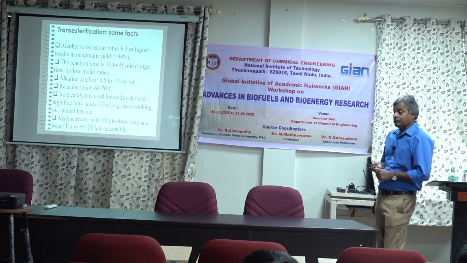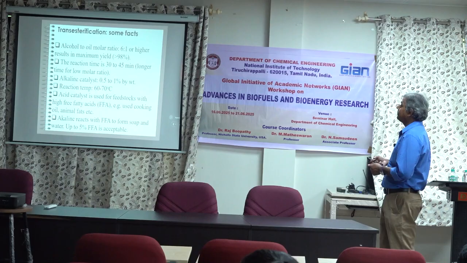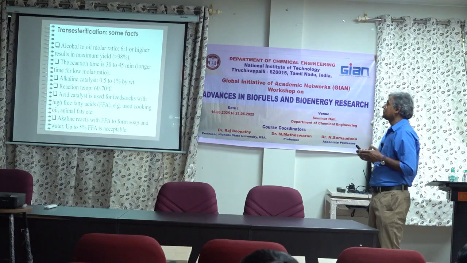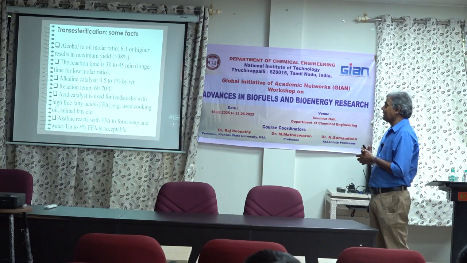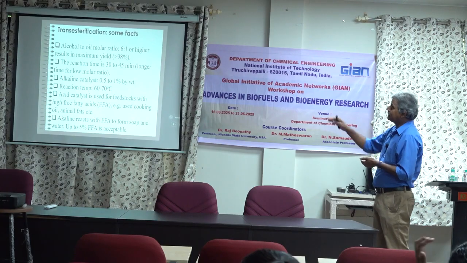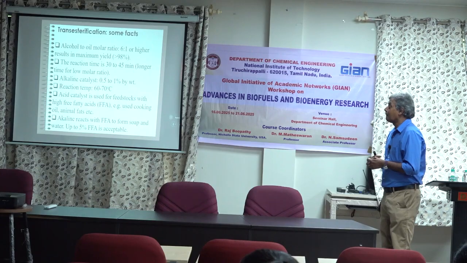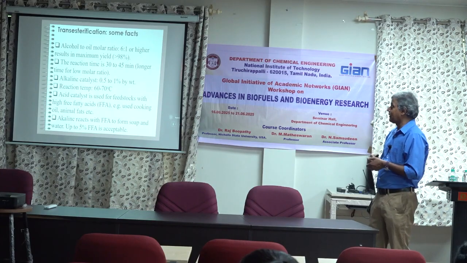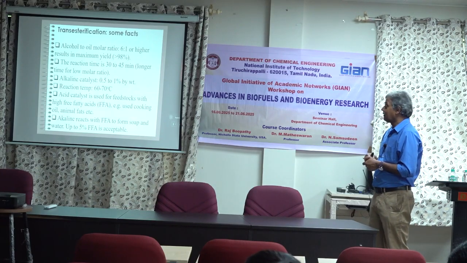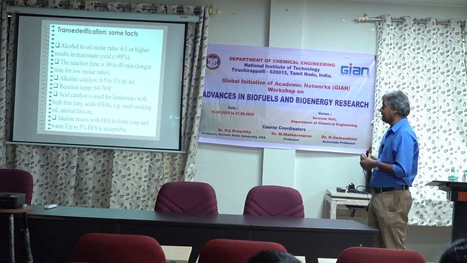So some of the facts about biodiesel: the alcohol to oil molar ratio is 6 to 1. The maximum yield is 98%. The reaction time is 30 to 45 minutes. Okay. The alkaline catalyst is 0.5 to 1% by weight. Reaction temperature is 60 to 70 degrees.